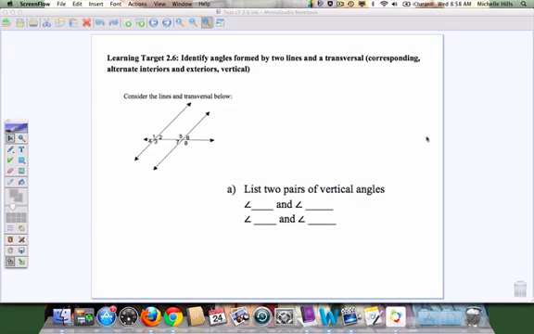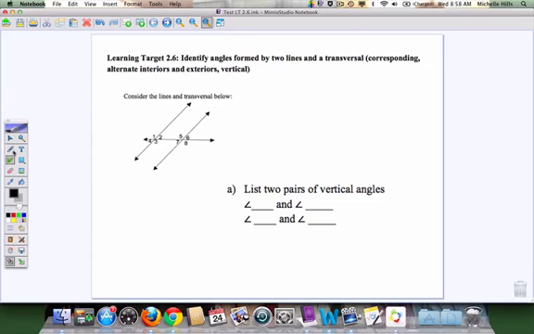So in Learning Target 2.6, you're simply looking at this pair of lines and you are answering about angle relationships. It doesn't matter whether these lines are parallel or not. Some people were confused about that. Corresponding angles are corresponding angles whether the lines are parallel or not. The only difference is if the two lines are parallel, the corresponding angles are congruent.